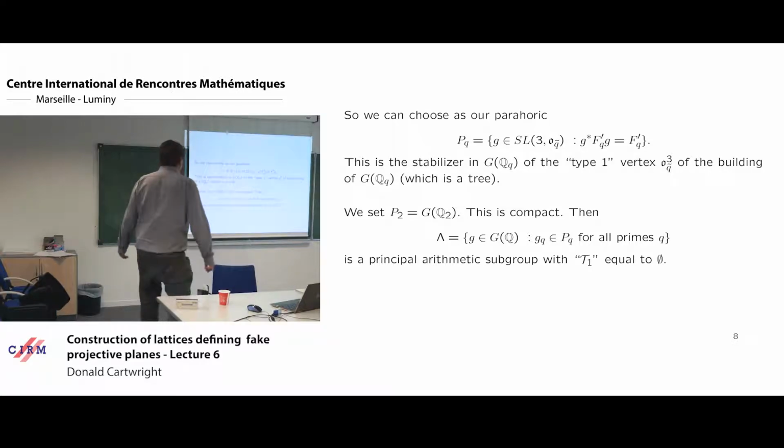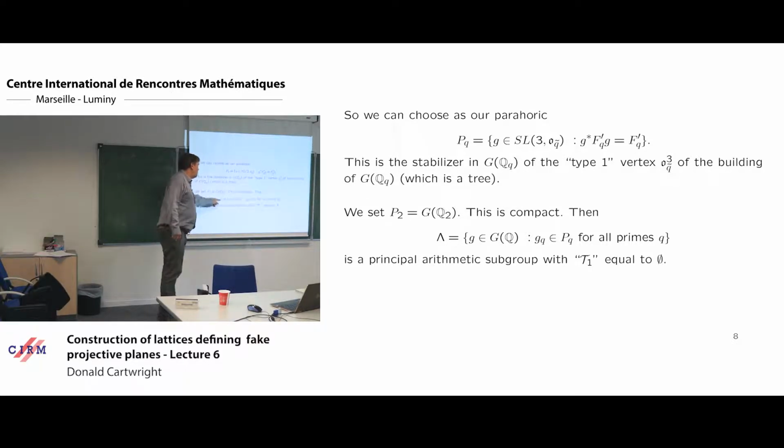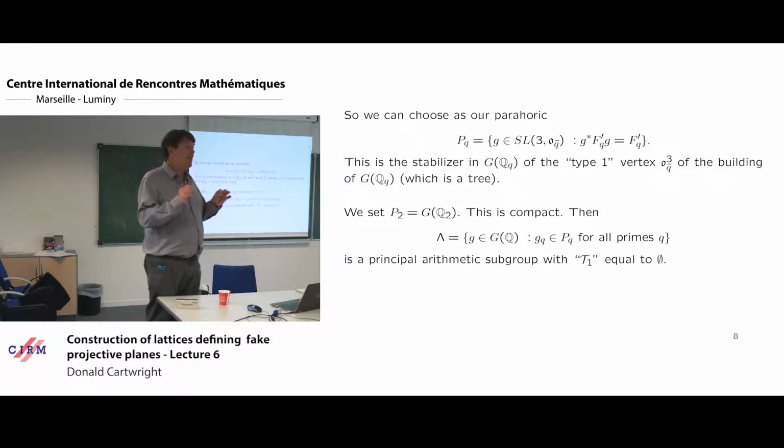Okay. So then we form this principal arithmetic subgroup. On each occasion we have chosen a type 1 vertex of our building. We never choose a type 2 vertex, so the T sub 1 is empty. We have 6 possibilities for T1. This is the case when it's empty.